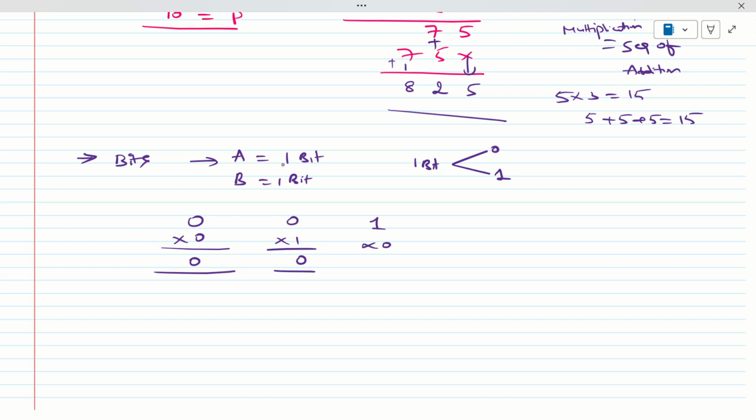1 into 0 is nothing but 0. 1 into 1 is nothing but 1. So if any one of the inputs is 0, either the multiplicand is 0 or the multiplier is 0, the output is nothing but 0. If both inputs are 1, the output is 1. So if the multiplier is 1, then the output is nothing but the multiplicand. Please remember it.